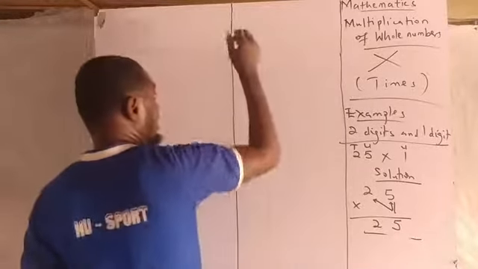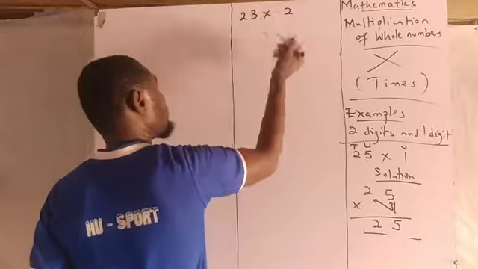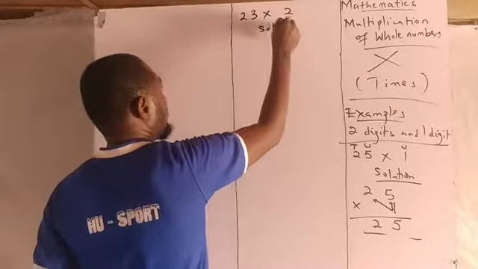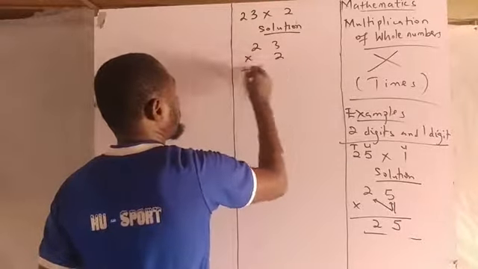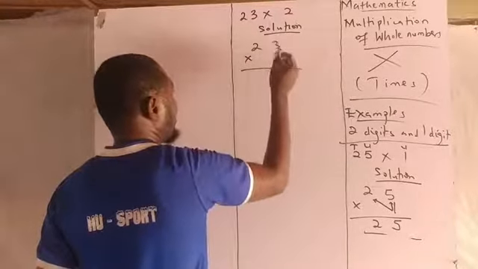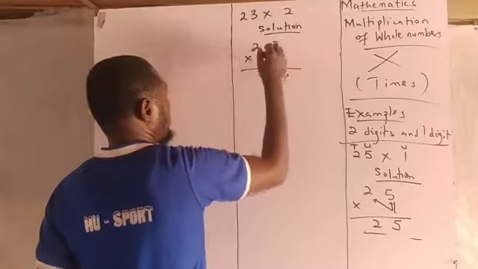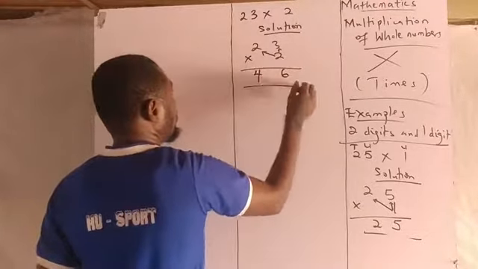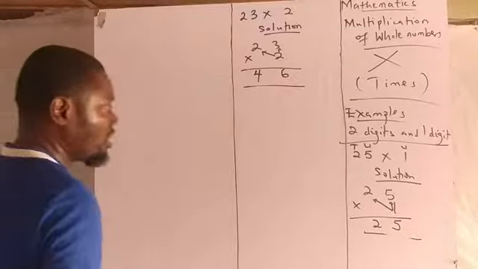Let's try the next example. 23 times 2. You have solution. This number multiplies this. 2 times 3 is 6, and 2 times 2 is 4. Your answer is 46.